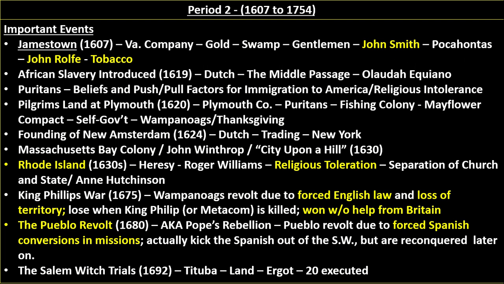1624 is the founding of New Amsterdam by the Dutch. It was mostly set up as a trading colony. Later, the English will forcibly take New Amsterdam in this New Netherland region, and eventually it becomes known as New York. Actually, the colony wasn't all that wonderful, and the Dutch were actually okay with being taken over. So 1624, that happens.